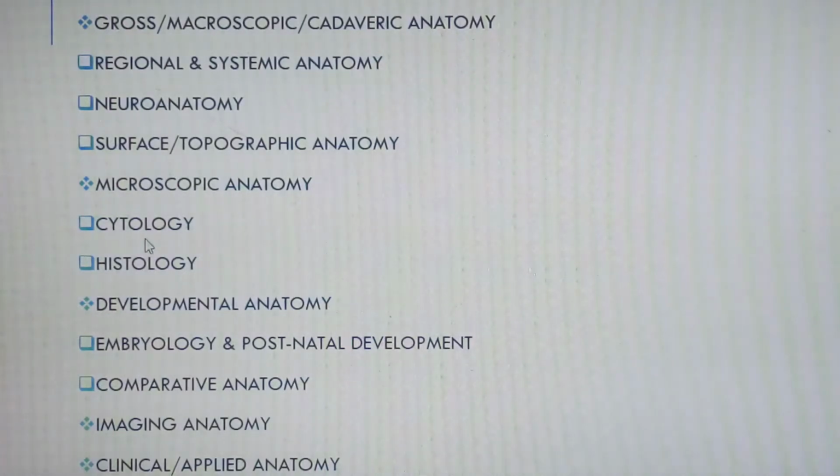Now remember, organology, which is the study of organs, will be under gross anatomy because you can actually see the organs. So for instance, you can see the liver, you can see the spleen, the kidneys. All these will be under gross anatomy.